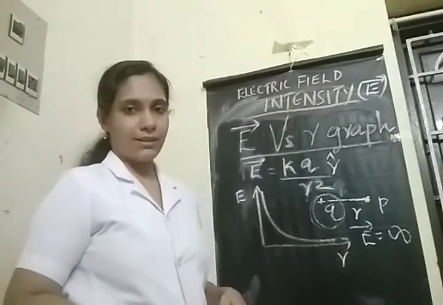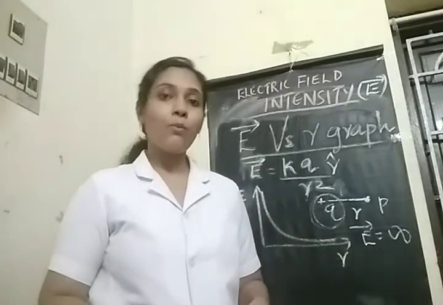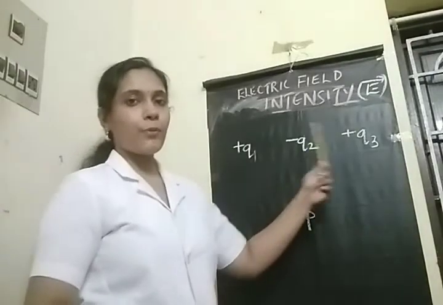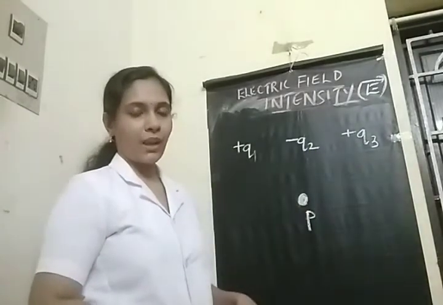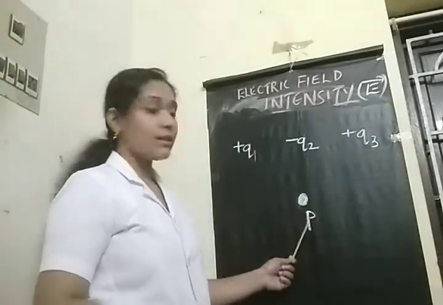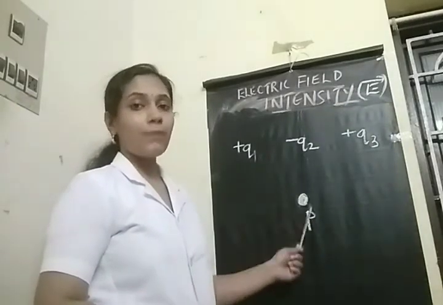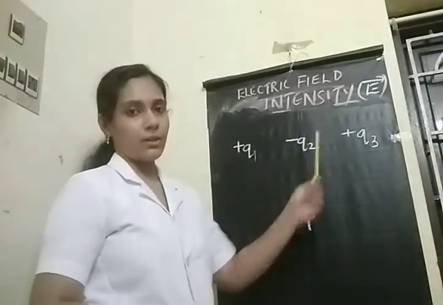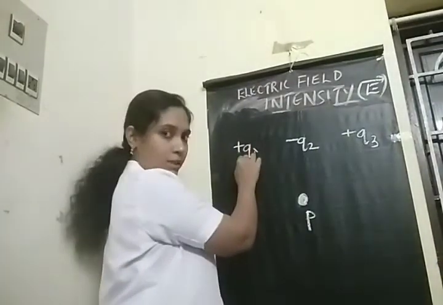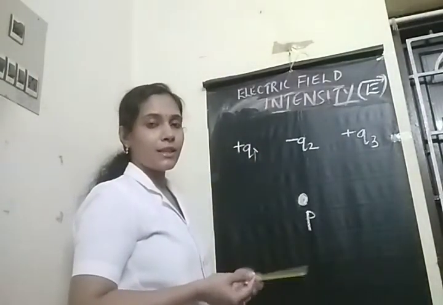Now here also we can apply the superposition principle if more than 2 charges are present. So here consider 3 charges are present in space, and these 3 charges are located in vacuum. Consider a point P. We need to determine the electric field intensity at the point P due to these 3 charges. So here this plus Q charge is a positive charge, and what are the steps to find out the electric field intensity at any point?